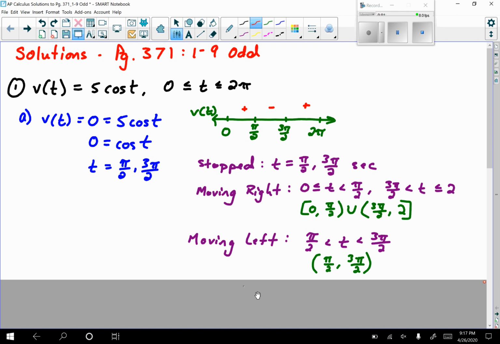So moving to the right, we're going to include the 0 and the 2 pi. So between 0 and pi over 2, moving to the right, equal to 0, just less than the pi over 2. And then when t is between 3 pi over 2 and 2 pi, but including the 2 pi, or interval notation, is listed right here. Moving to the left, just between pi over 2 and 3 pi over 2.